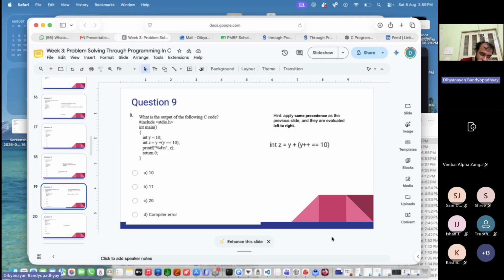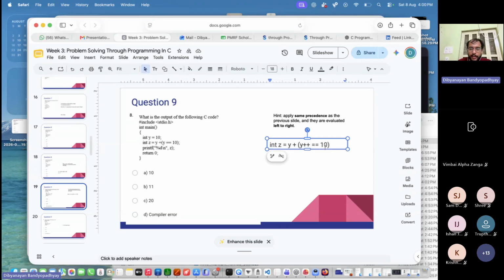You know what will happen? It will be an error. The reason is that you are incrementing the value, basically not an error, it will print some random value. The behavior will be undefined and based on the compiler, it will vary. The reason is that you are changing the value of y inside one line multiple times.